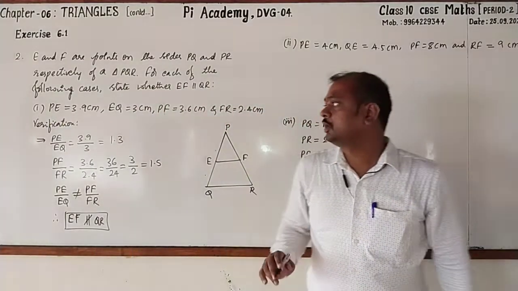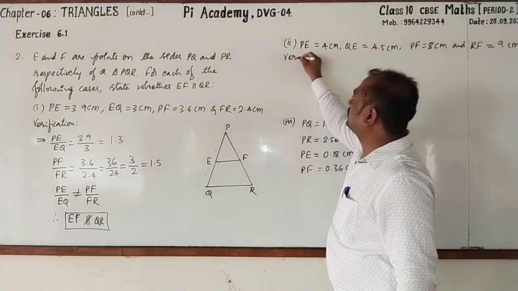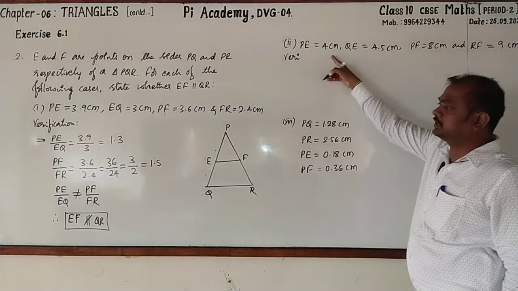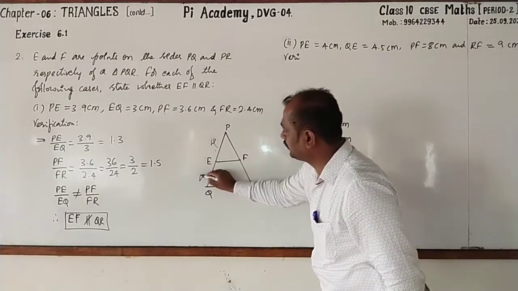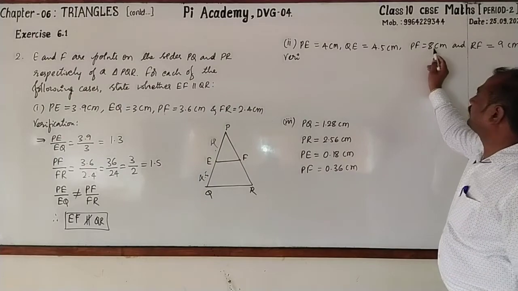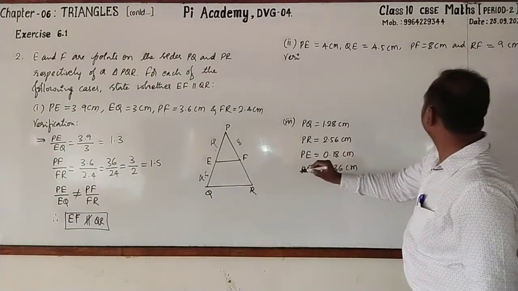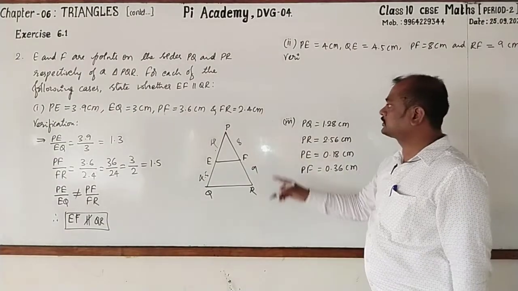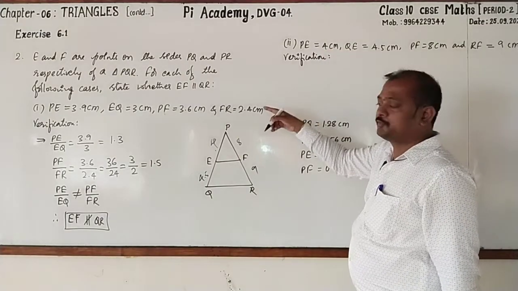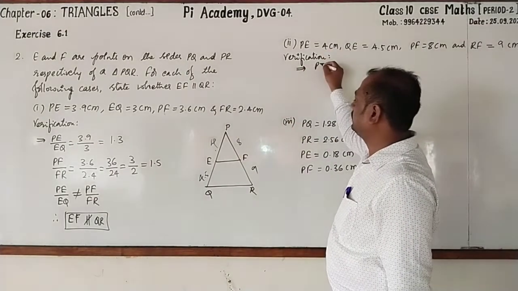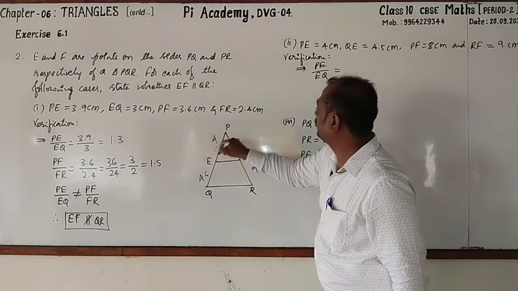First one is over. Now let's move on to the second one. Again, verification. Copy this. PE equal to 4 centimeter. This is 4. QE 4.5. PF 8. It is 8. Then RF it is 9. Yes, let's go for finding. Right. Verification. Find out the ratio. First one is PE by EQ. It is 4 by 4.5.